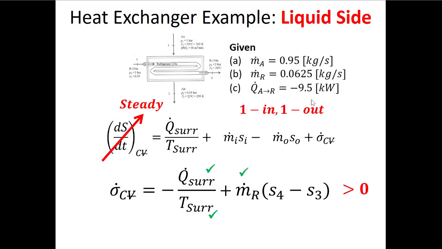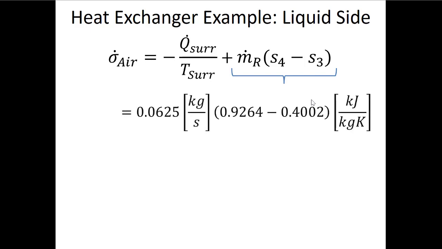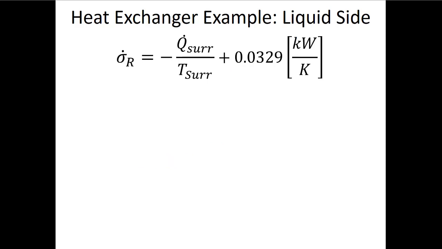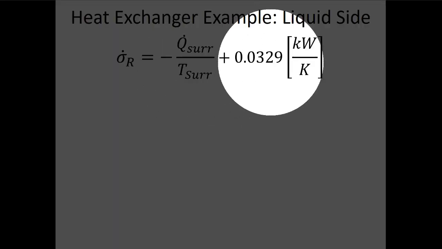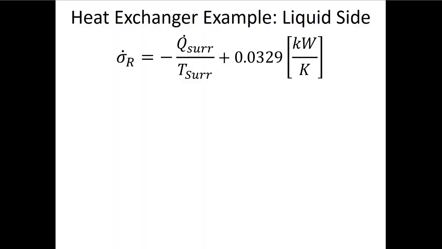I'm going to get the mass flow rate of the refrigerant. That's something I have already. I know S4 and S3 because I already evaluated this for the whole system. So hopefully I should be able to do this. First, I'm going to calculate the mass flow rate term, right? I know the mass flow rate and I know S4 and S3. So I evaluate this and I get a positive number. So now I know the contribution to the entropy generation rate that comes about from this mass flow rate term, right? And this is good because it's a positive number and I want to show that sigma dot is positive.